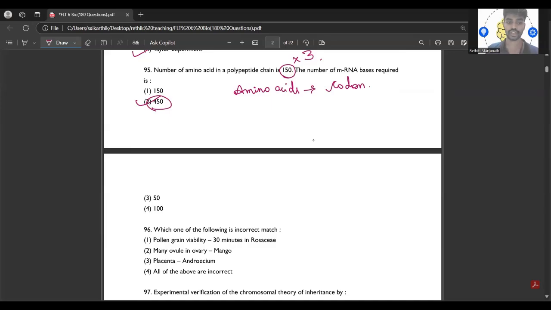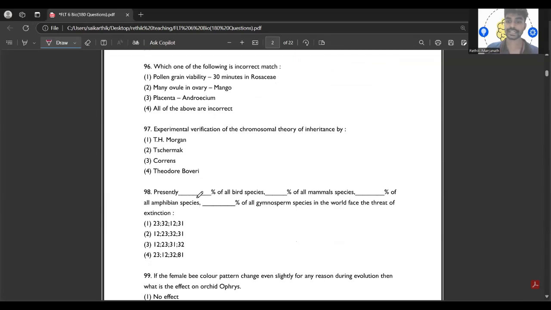So moving to the next question, that is the 96th question. What does the 96th question say here?